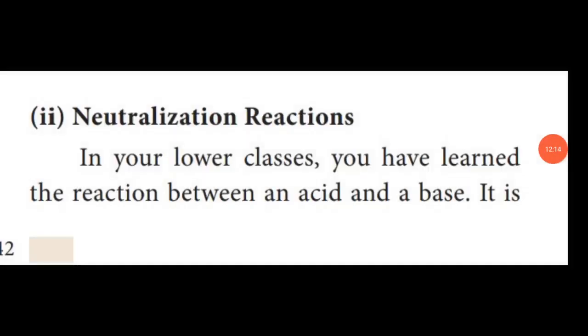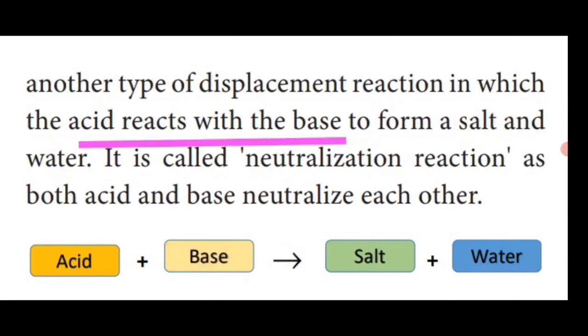Another type of double displacement reaction is the neutralization reaction. If in your lower classes you learned the reaction between acid and base, it is another type of displacement reaction in which acid reacts with the base to form a salt and water. One of the products is water. So this type of reaction is neutralization. The acid is neutralized by the base. Every acid reacts with a base to form a salt and water. This reaction is called neutralization reaction. Both acid and base neutralize each other.